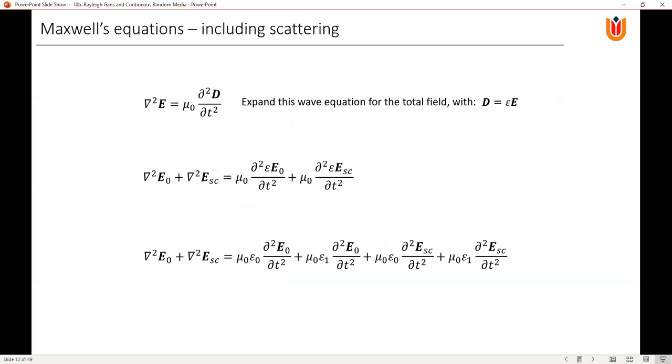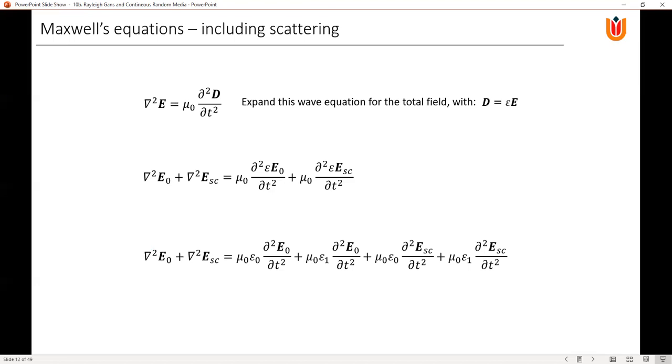So you can expand this for the total field. On the left hand side, the Laplacian of the total field E becomes the sum of the Laplacians of the incident field and the scattered field. On the right hand side, you can do the same thing. Epsilon appears in here, and we split it for the source field and the scattered field.